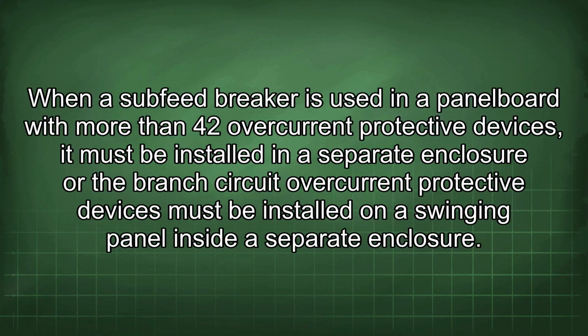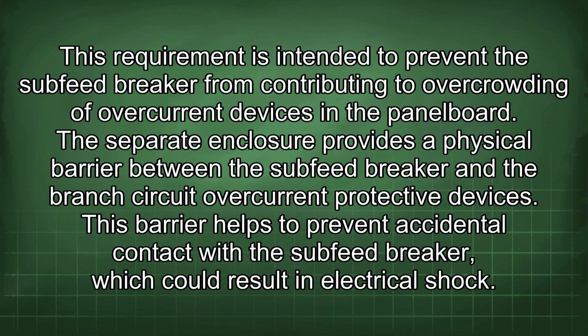When a subfeed breaker is used in a panel board with more than 42 overcurrent protective devices, it must be installed in a separate enclosure, or the branch circuit overcurrent protective devices must be installed on a swinging panel inside a separate enclosure. This requirement is intended to prevent the subfeed breaker from contributing to overcrowding of overcurrent devices in the panel board.